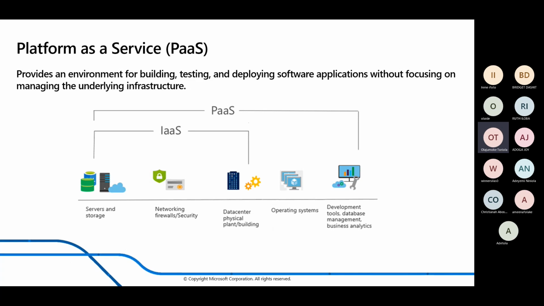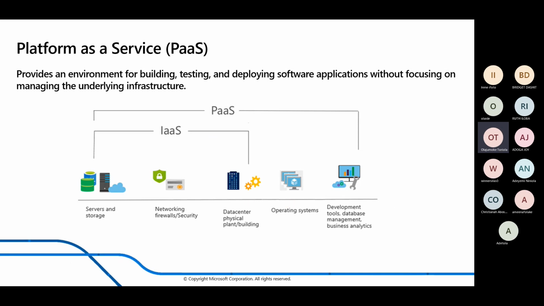Then you have platform as a service. Platform as a service provides an environment for building, testing, and deploying software applications. It is like a middle ground. I would say that it is a middle ground between renting space in a data center and paying for a complete and deployed solution. So platform as a service is actually a middle ground between your IaaS and your SaaS.